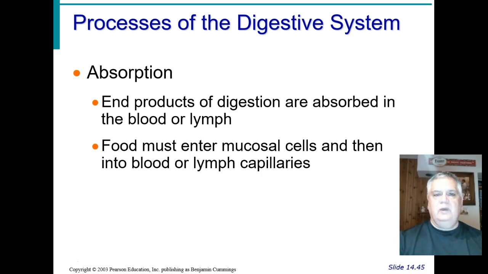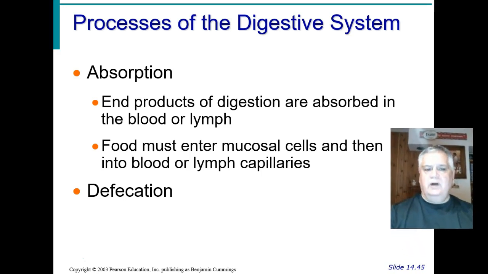So for absorption to take place, the food has to enter the mucosal cells first. Remember, those are the cells that make up the mucosa, which lines the lumen of the GI tract. Once it passes through the mucosal cells, the molecules will then be passed either into the blood capillaries or into the lymph capillaries.